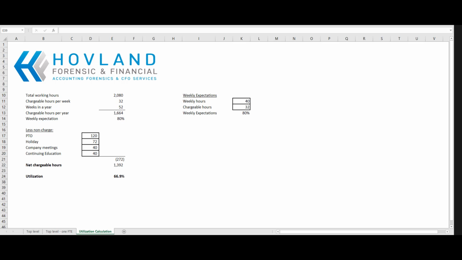So then we get down to our net chargeable hours. And in this situation, we've got 1,392 chargeable hours, or utilization of 66.9%. And again, that percentage is really just taking the respective charge hours by total hours. So we're saying of the 40-hour work weeks that this individual is going to be working, we're going to get a true realization for the year of 66.9%.